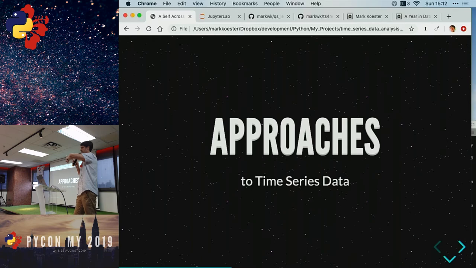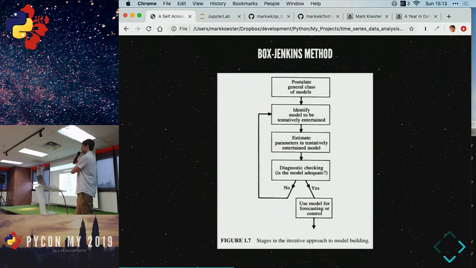So there's a couple of different approaches to time series data. Just to be clear, if I skip over something, all of the slides are online. There's a ton of other stuff. I just want to focus on a couple of things. The thing that's important to think about when you're thinking about time series data is the first question: is there a temporal effect? Is time important to my data? So this is like the 1970s guy who came up with this, Box and Jenkins.